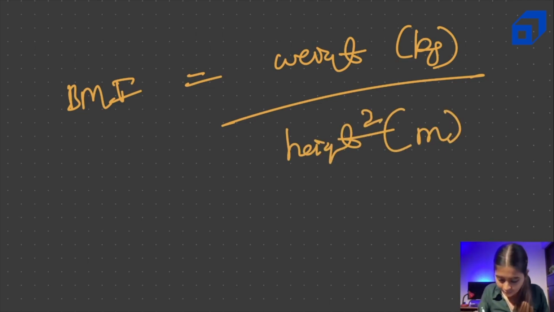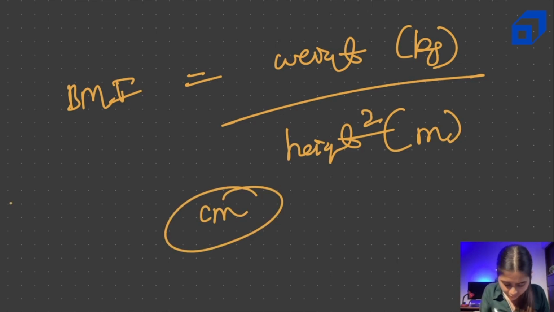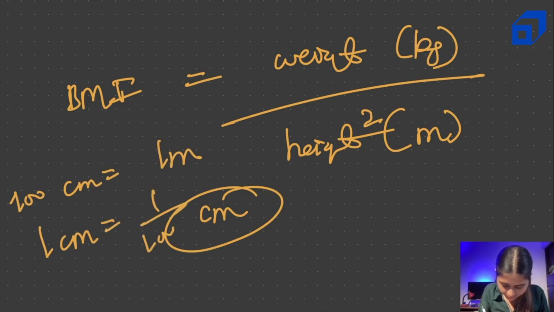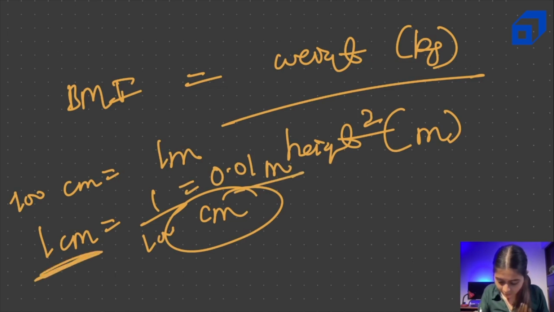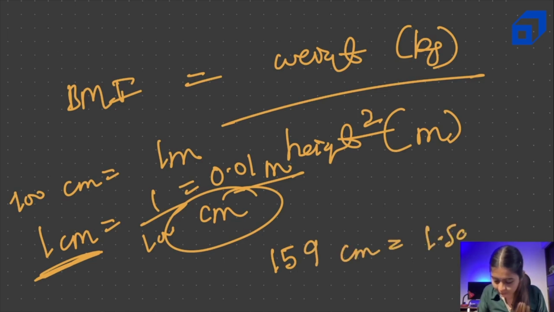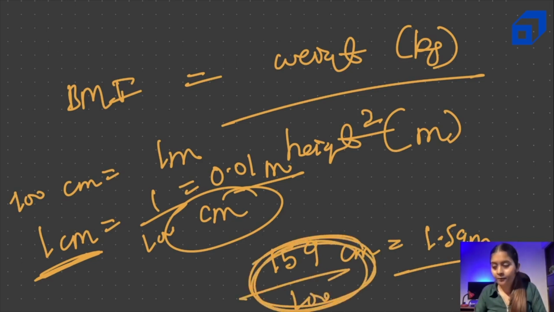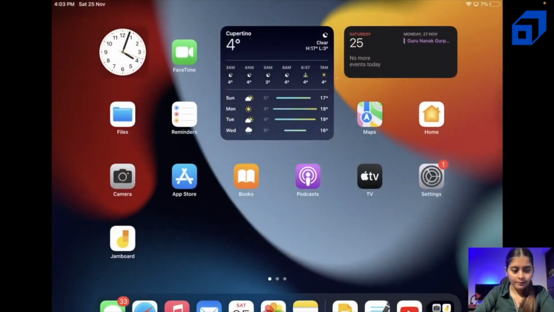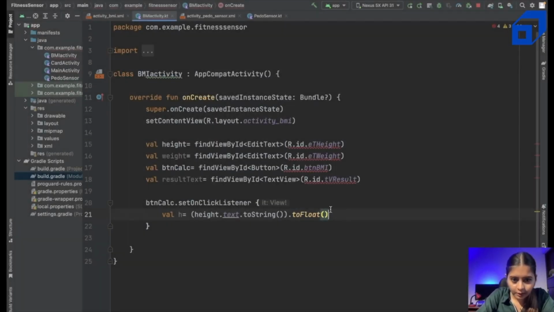Okay, all right. I'm getting the values in centimeters, right? So 100 centimeters is 1 meter, so 1 centimeter will be 1 by 100, that is 0.01 meter. If the height is 159 centimeters, it will be 1.59 meters, right? Basically I have to divide the value by 100, so I get it in meters. I will do the same thing here. I converted this to float and now I will divide this by 100. Okay, so height is sorted. I got the height in meters.